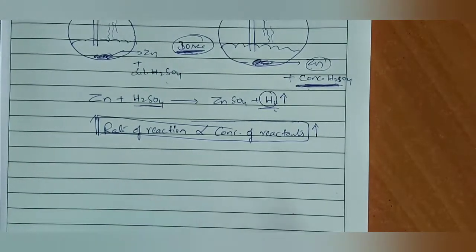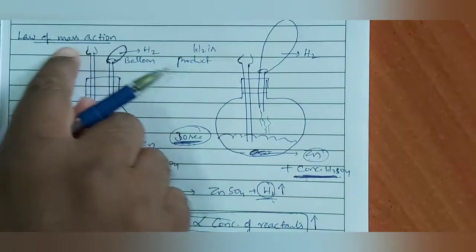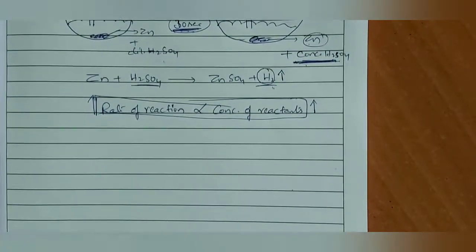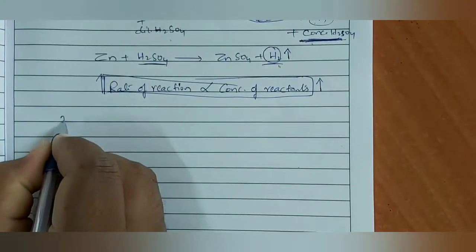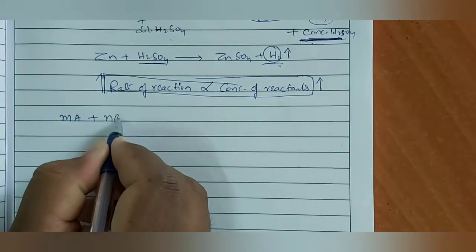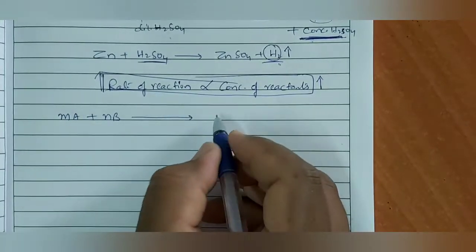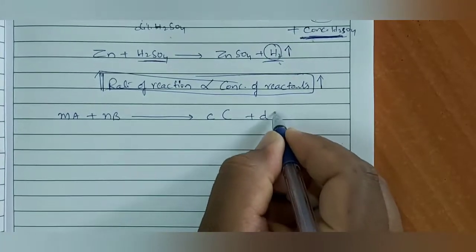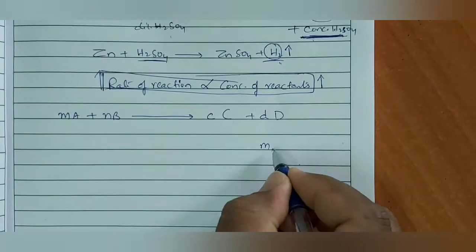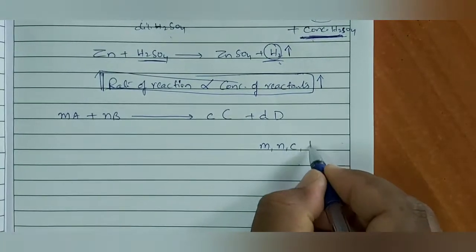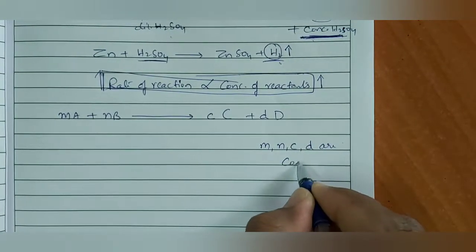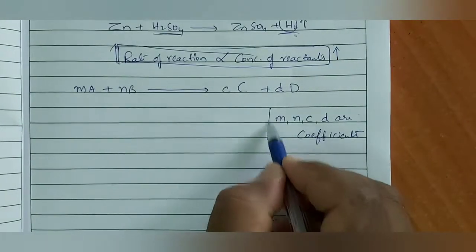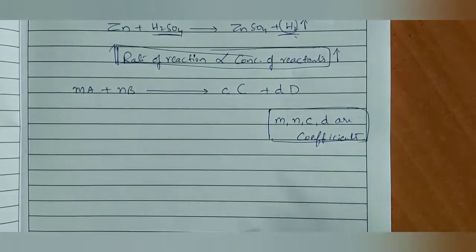I am making one generalization, that is called the law of mass action. According to the law of mass action, let us consider one reaction with an example: aA plus bB gives rise to cC plus dD, where a, b, c, d are coefficients, called stoichiometric coefficients.